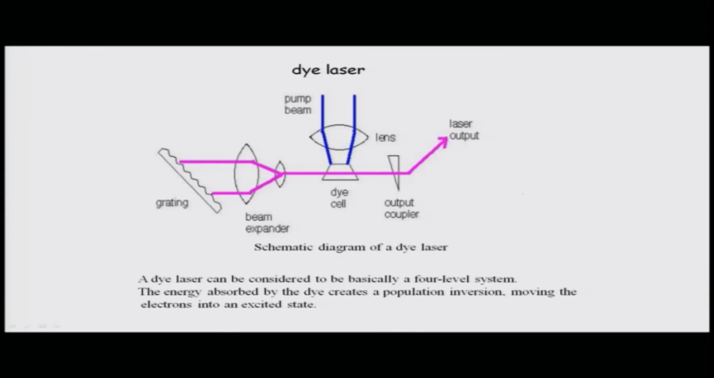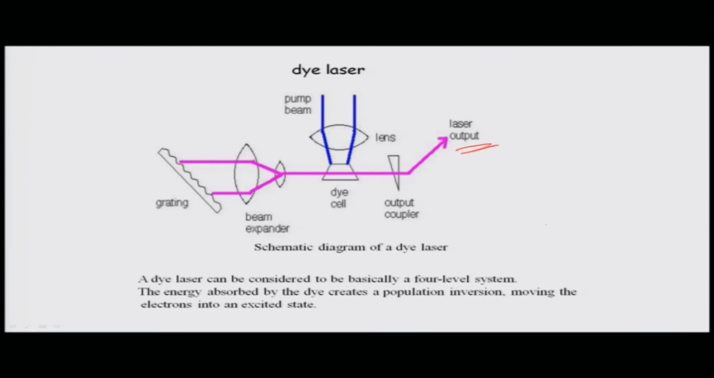Typically in this process, there is either a dye cell or a dye jet into which the pump beam is being focused, and that sets off the cavity, where there can be different ways of selecting the wavelength by using a grating or prism. Then there is this cavity inside which the laser is being put, so that you can get the output.